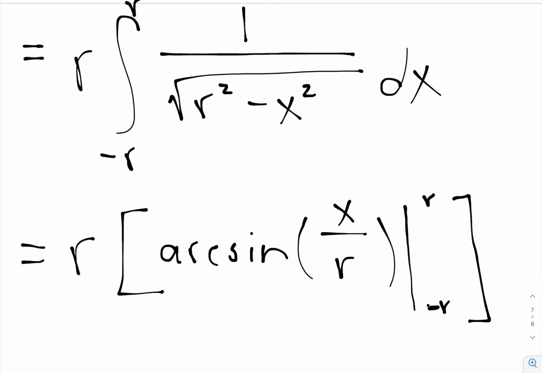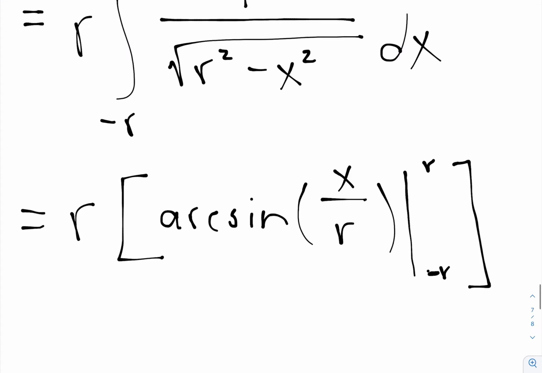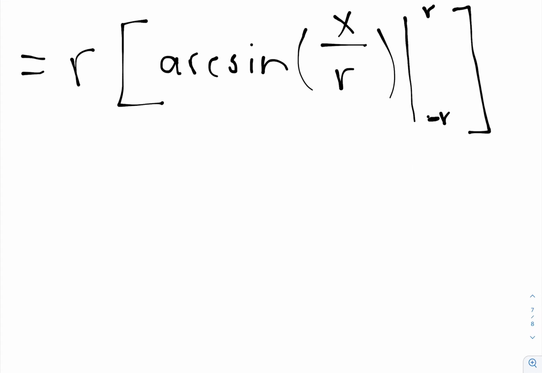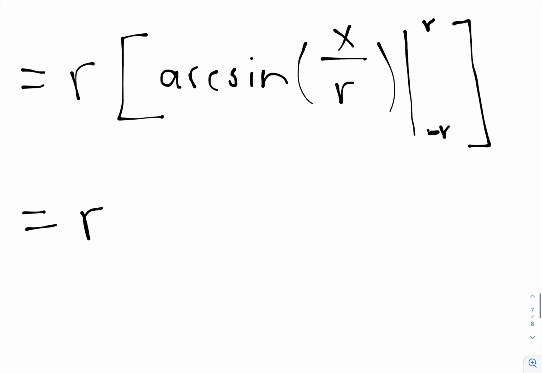So we've gotten rid of this integral entirely. We integrated 1 over the square root of r squared minus x squared dx. Got it in terms of just numbers and variables with no integration. So we have r. Let's evaluate this. So what these bounds are saying is we're evaluating this expression here, and we're just plugging in r and negative r where we see x.